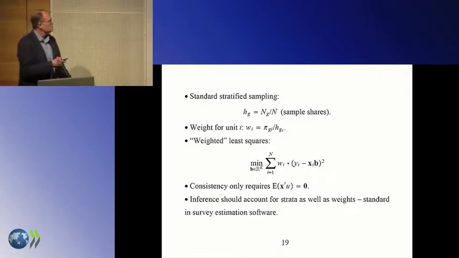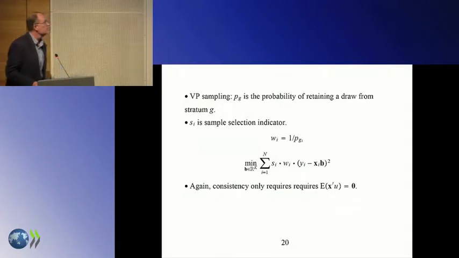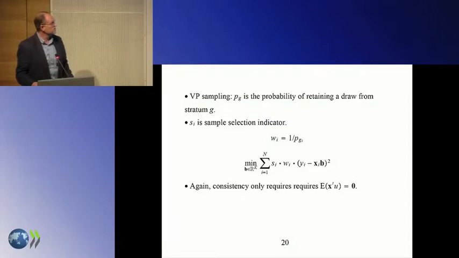Okay, so as I'm sure many of you know, you can go back and see the formulas. Of course, if this is stratified sampling, then when you do inference, you should account for the strata as well as the weights, and accounting for the strata actually usually shrinks your standard errors. Okay, so this is the key thing here: consistency of the weighted estimator only requires that you're estimating the linear projection. Okay, so something similar happens with variable probability sampling. The setup is a little different because here you randomly draw a unit from the population and then you keep the unit with some probability.